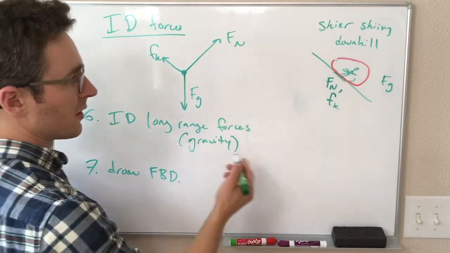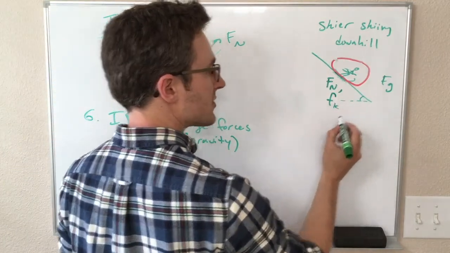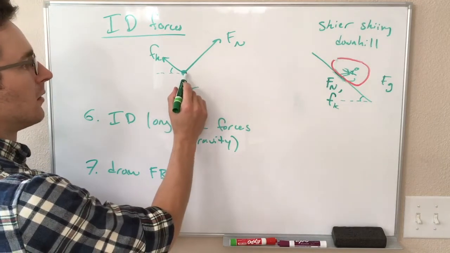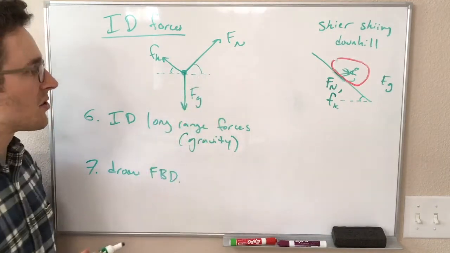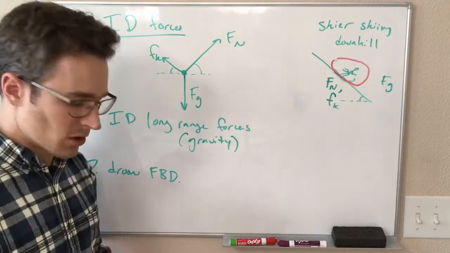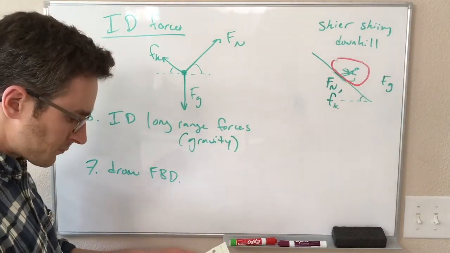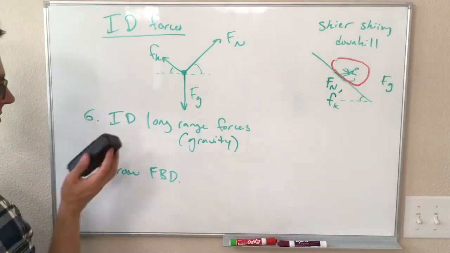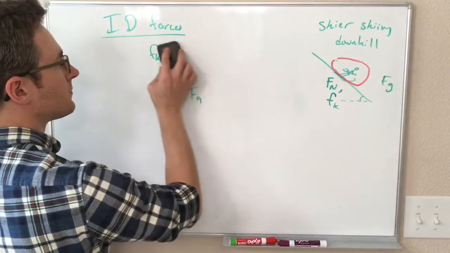I might want to add other things. If I knew the angle of this slope, I could add that onto my diagram to say how big these angles are. And then I can start figuring out how big components are with trigonometry. All right, so let's do one other example just as practice.